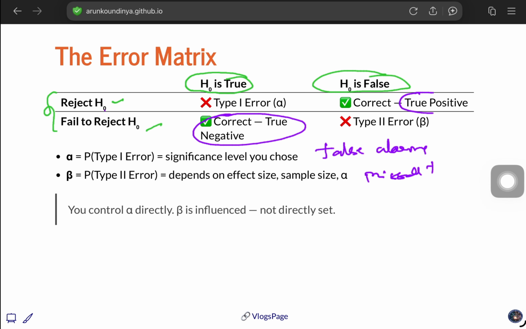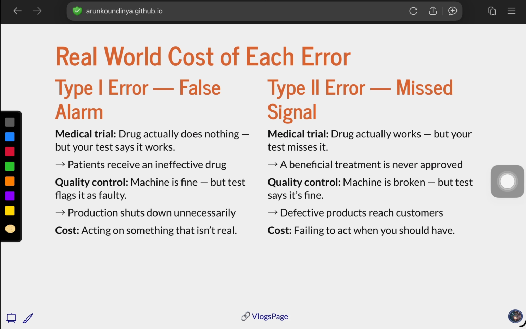Let me discuss a couple of examples at this point of time. So here, Type 1 kind of a thing. Here you can see that a drug actually does nothing, but your test says it works. So the patient receives an ineffective drug. The drug doesn't do anything, it's like a placebo, right? And say for example, the machine is fine, but the test flags it as faulty. So the production was shut down unnecessarily.